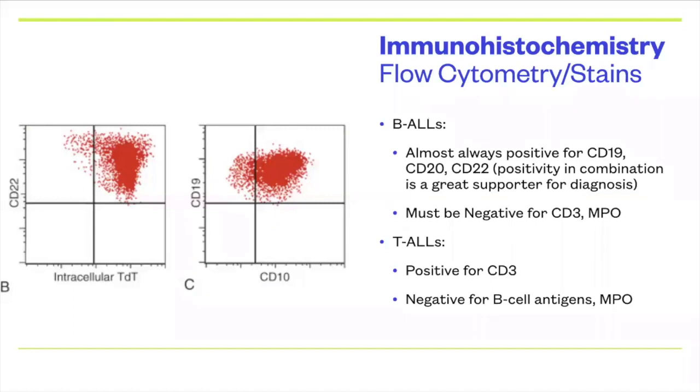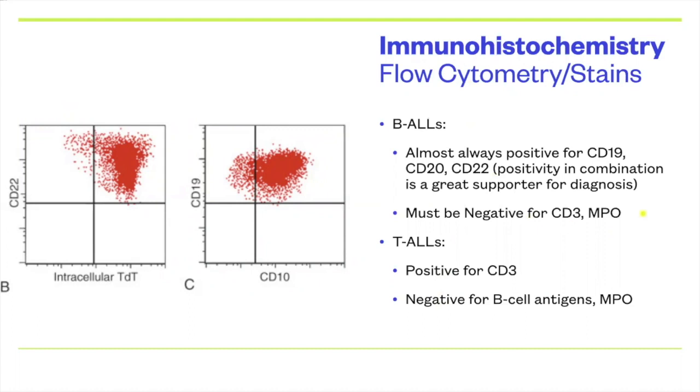Now, if we were talking about a T cell ALL, this would be positive for CD3. There are more markers for T cells. There's CD2, CD5, CD7, which can all be positive. Even CD4 and CD8, which of course we know are more mature T cells. And of course, for it to be confirmed as a T cell ALL, this would have to be negative for any of the B cell antigens.